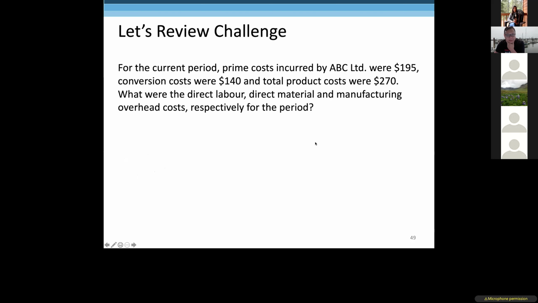So let's take a look at this question. For the current period, prime cost, do you still remember what prime cost is? Incurred by ABC were 195, conversion cost 140, total product cost 270. What were the direct labor, direct material, and the manufacturing overhead, respectively, for the period? Maybe let's do direct material. It's a prime cost. So what is the cost of the direct material?